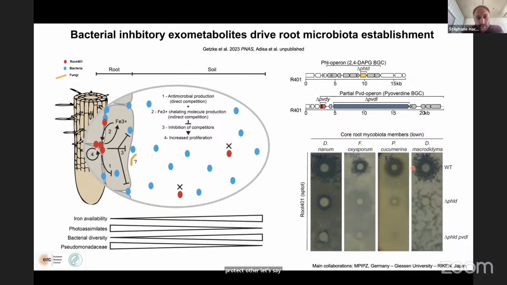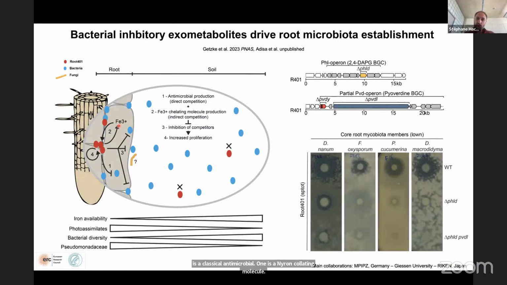So the current model is that Root 4.1 is a very strong competitor in the microbiota that can produce at least two inhibitory exometabolites. One is a classical antimicrobial, and one is an iron-chelating molecule.